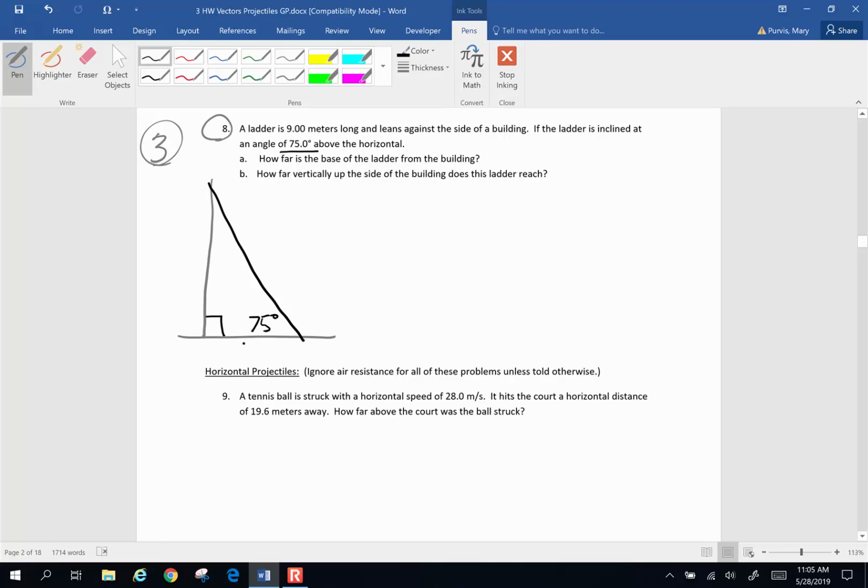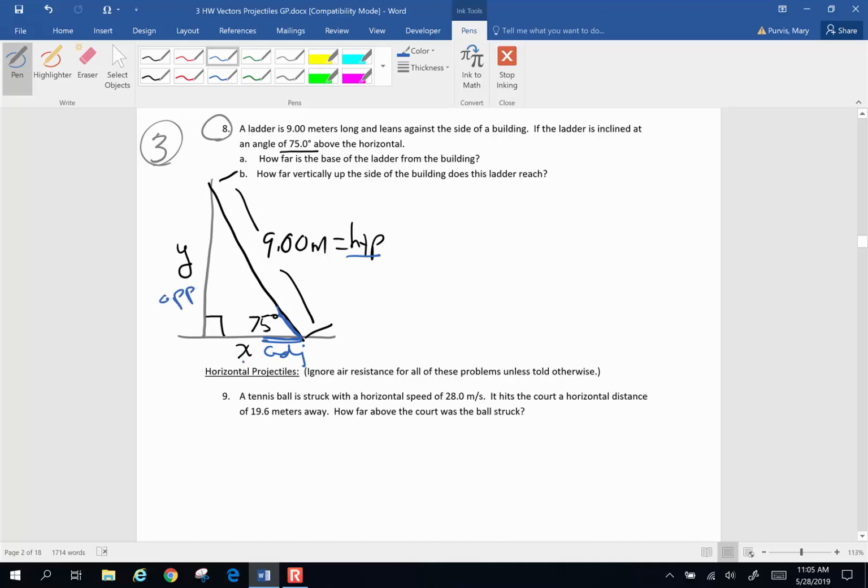I want to know the base of the ladder. I want to know this distance, x, and I want to know the vertical distance, y, and I know my entire ladder is 9 meters long. Well, that 9 meters happens to be my hypotenuse. So let's do this one piece at a time. The angle here is 75, so x is my adjacent side. This is my hypotenuse, and the side not touching the angle at all, this is my opposite.